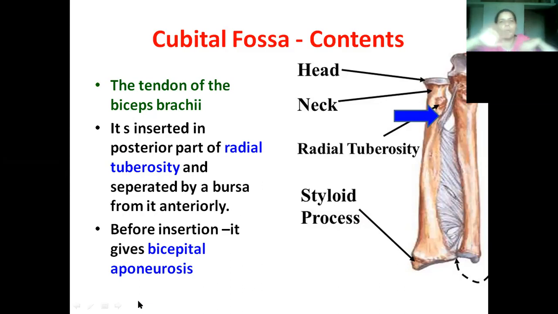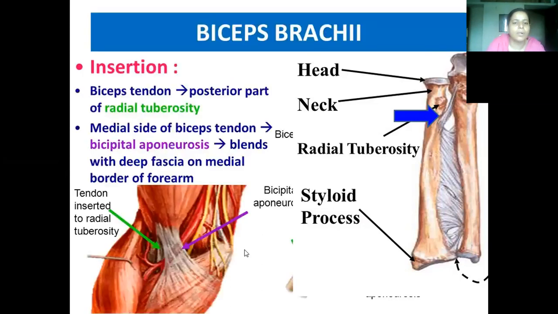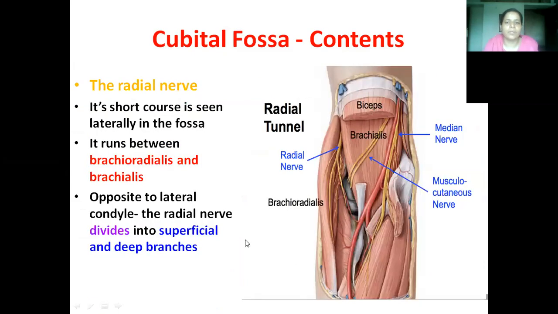So we do so many actions which involve supination only, isn't it? In order to give a lot of lubrication to this muscle, here at the radial tuberosity we have a bursa also. Okay. So this point is the biceps brachii insertion, and from the biceps brachii insertion you find an extension of an aponeurotic sheet, which is called the bicipital aponeurosis. Okay, then. So what is the fourth content?